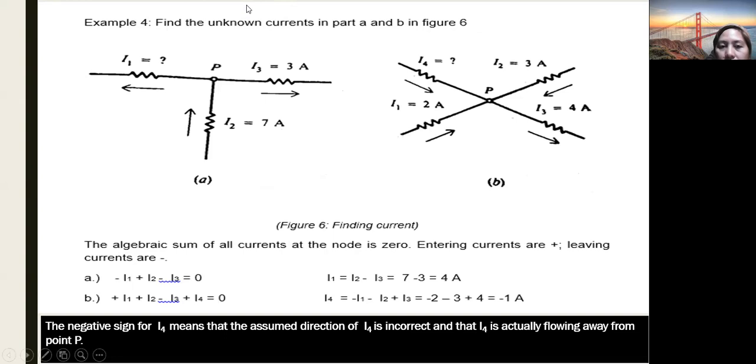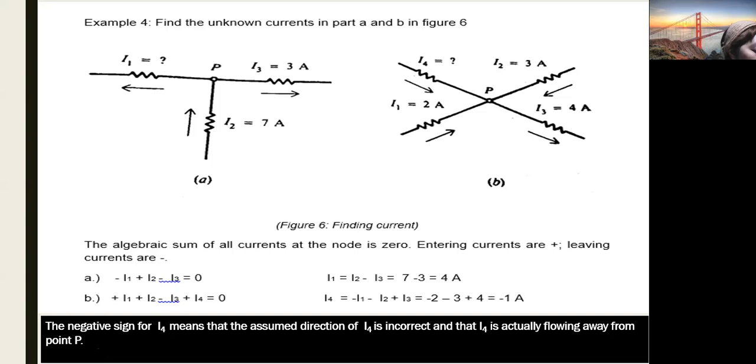So example 4, let's have example 4. Find the unknown currents in part A and part B in figure 6. So the unknown current in letter A is I1. How are we going now to compute for I1? So it's negative I1 plus I2 minus I3.